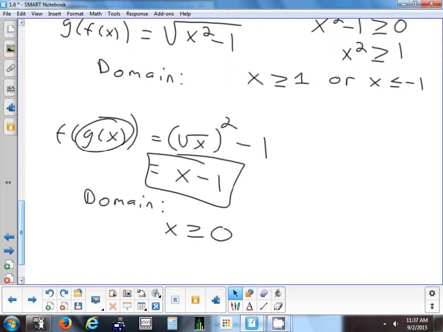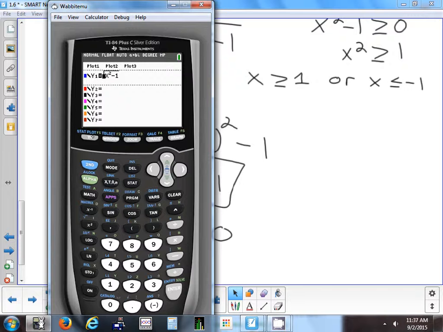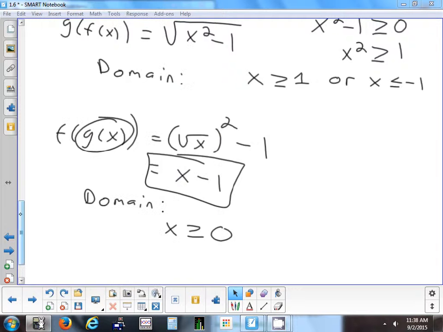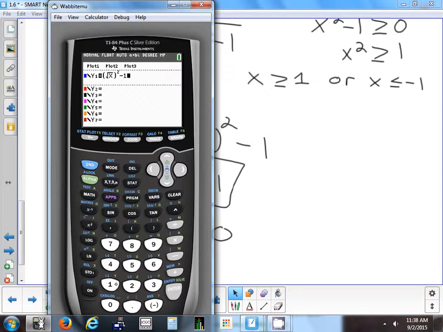And if you graph these two things on the calculator, they're not going to graph the same. Watch what happens if you graph the top one. Put in parentheses the square root of x. Let's try it like this. Square root of x squared minus 1. Okay, and then hit graph.